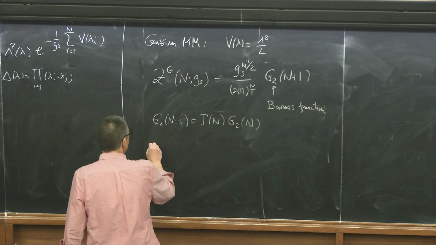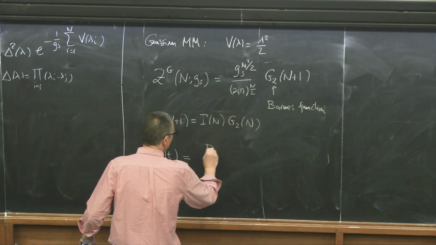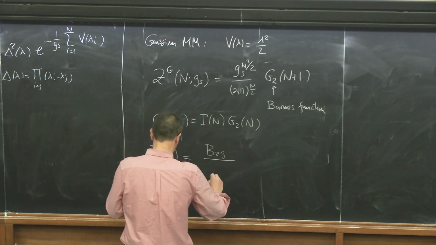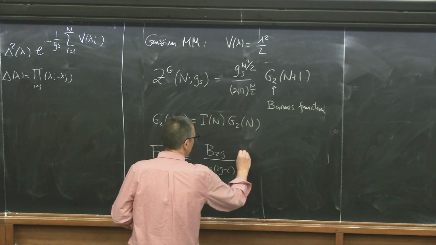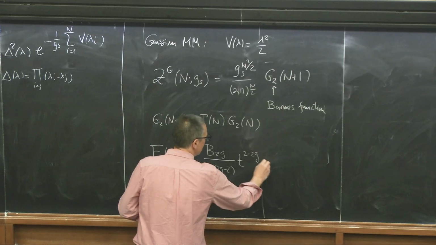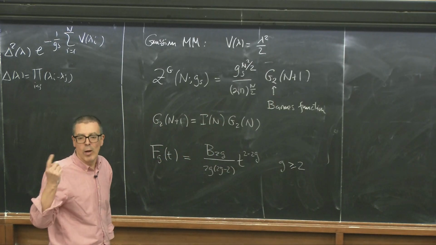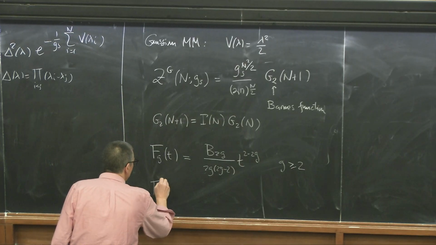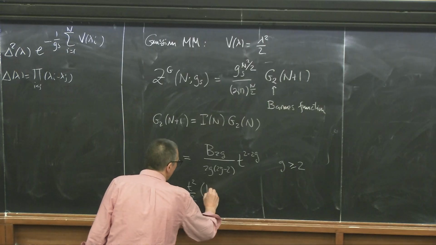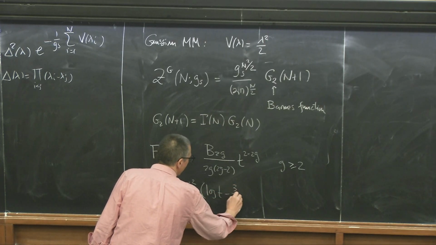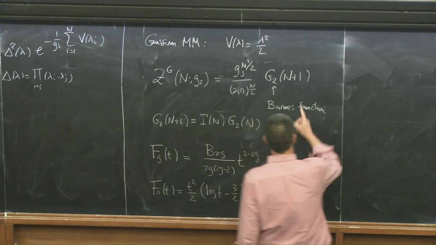And if you do this, it's a very easy exercise, you will find that F_g(t) actually has a very beautiful formula. It's given in terms of Bernoulli numbers of 2g times 2g minus 2, to the power minus 2g. So this is the formula when g is bigger or equal than 2. Genus 0 and 1 are a little bit special. F_0(t), for example, is also a nice formula, t squared over 2 times (log t minus 3/2). Okay. So this just comes from the asymptotics of the Bernoulli function.